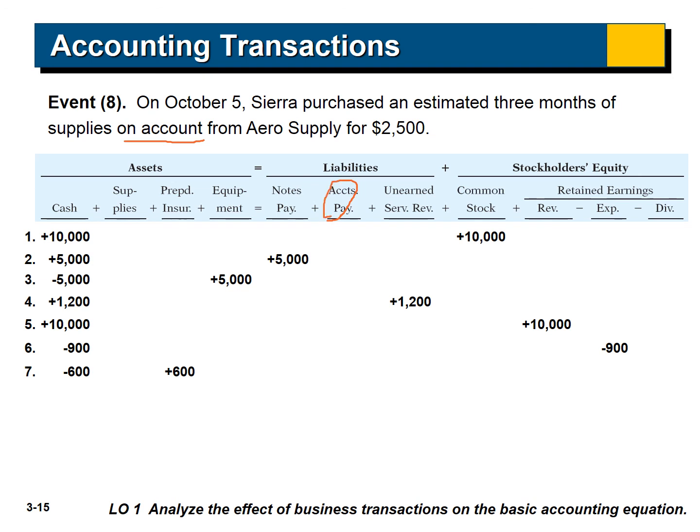So our accounts payable is going up. What else is going up? What did we buy? We bought supplies. And supplies are assets. Supplies is something that you have to use in the company. So we have supplies going up by $2,500, accounts payable going up by $2,500. So again, both sides of the equation balance out, plus 25 plus 25.